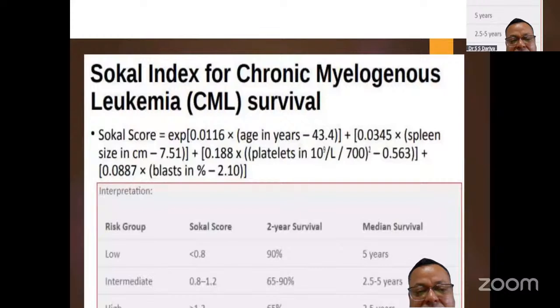Then in the Sokal index, the risk groups are low, intermediate, and high, and on the basis of whether the score is less than 0.5 or more than 0.5, they have given the survival rate of the patient: 2-year survival and median survival of 5 years. If it is low risk, 2-year survival is more than 90%, and 5-year survival is good, while in high risk, survival is only 2 to 2.5 years.